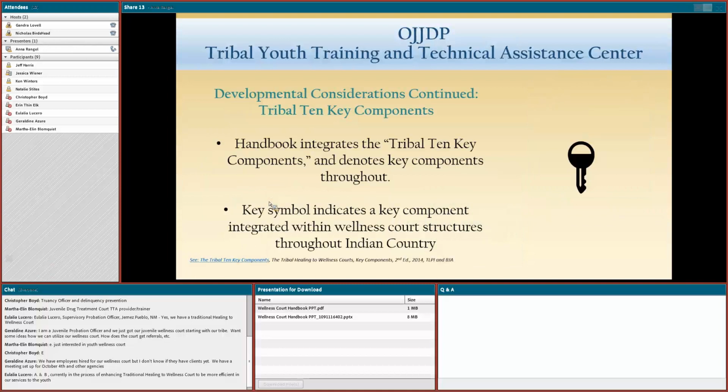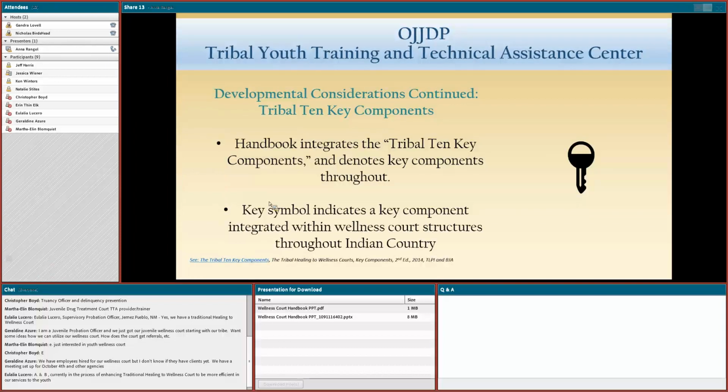So the handbook itself focuses on a couple of resources that are really prominent. One of those is the tribal healing to wellness court components. Sometimes they're phrased as the tribal 10 key components. What we wanted to do was integrate those throughout the handbook. And so whenever you start to utilize the handbook, if you're familiar with the tribal 10 key components, you're going to see a symbol, and whatever component we're talking about in the juvenile handbook is going to tie back to that adult handbook. We wanted to ensure that we were utilizing known successful components and that we are going to try to translate them into the youth wellness court.